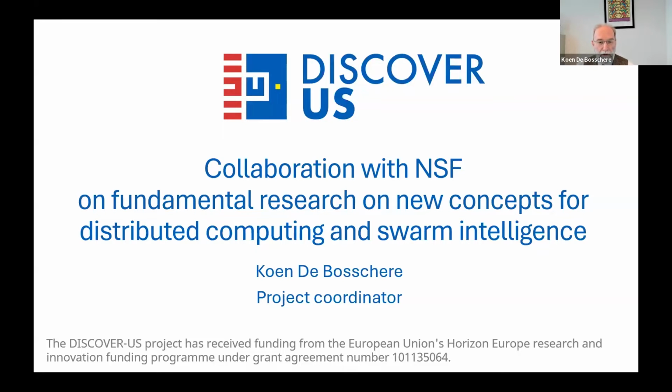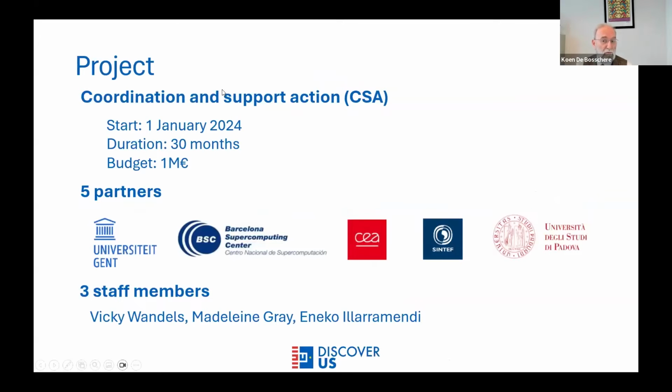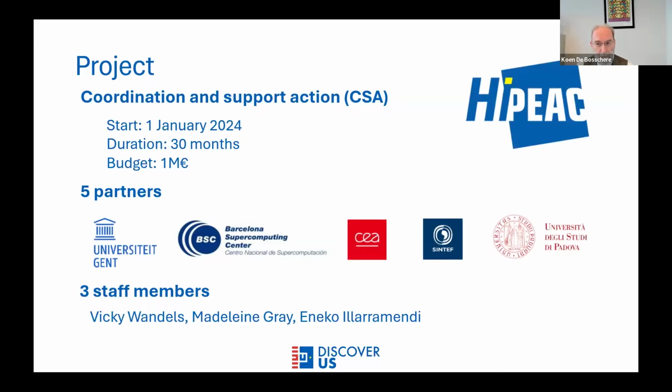So my name is indeed Koen De Bosschere from Ghent University, and I'm the coordinator of this project. This project is a coordination and support action. This is one type of European project that does this kind of work. It started 2 months ago. It will run for 30 months. It has a budget of €1 million, 5 partners, and also 3 staff members. There's Vicky Wandels, who will do the project management, Maddie Gray, who will do the communications, and Eneko, who is the technical officer, and he's supporting us, for instance, today in this webinar.